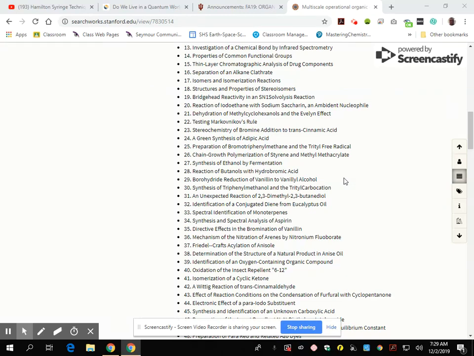All right, ladies and gentlemen, our final experiment is going to be number 33, spectral identification of monoterpenes. This one's going to be really easy. We're going to apply what we found out and learned in our IR worksheets about how to determine the lambda max, where something would absorb a conjugated compound in a spectrum.